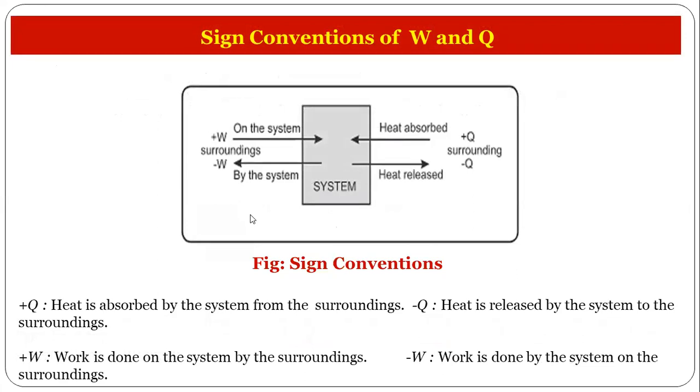Then next part is sign conventions. This is important for 2 marks, because for the board examination they can ask, if the value of q is positive, then what will happen? If the value of q is negative, then what will happen? If the value of W is positive and the W is negative. So this is the diagram you have to remember.